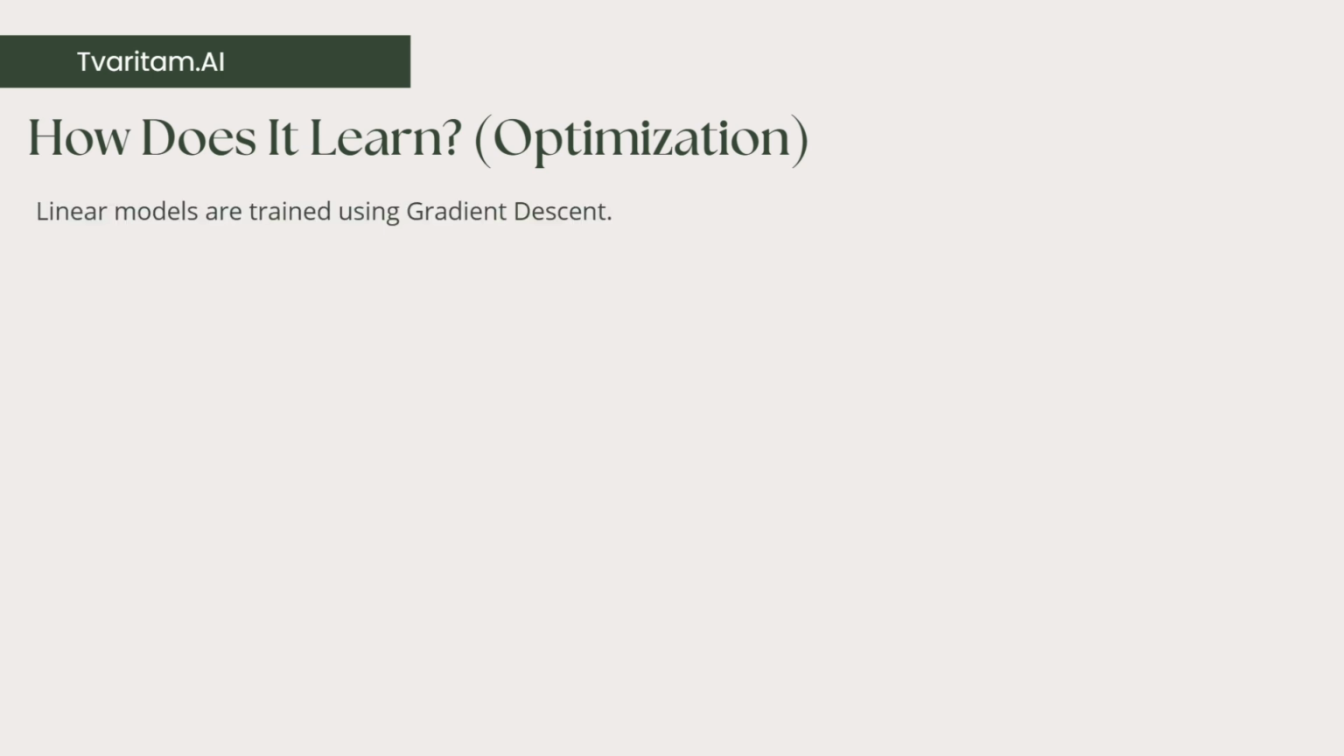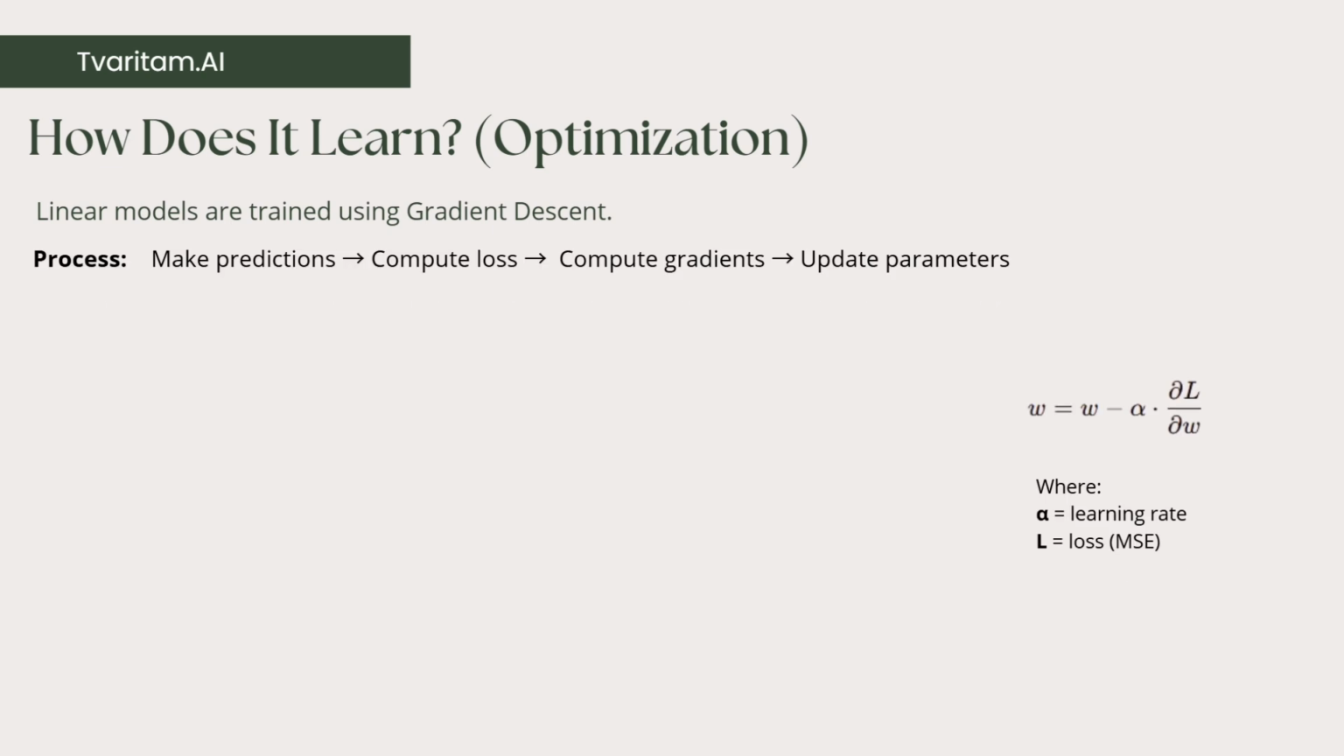For this, we use gradient descent. Gradient descent works in a simple loop. First, the model makes predictions. Then it computes the loss using a loss function like mean squared error or mean absolute error. After that, it calculates the gradient, which tells us the direction of steepest increase in error. Finally, we update the parameters in the opposite direction to reduce the error.